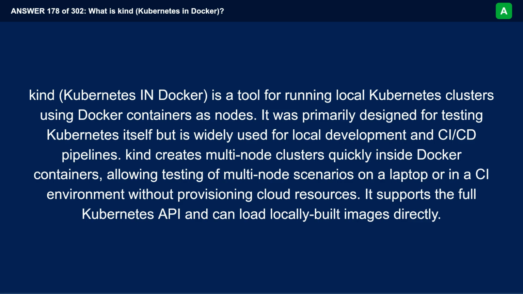Kind creates multi-node clusters quickly inside Docker containers, allowing testing of multi-node scenarios on a laptop or in a CI environment without provisioning cloud resources. It supports the full Kubernetes API and can load locally built images directly.